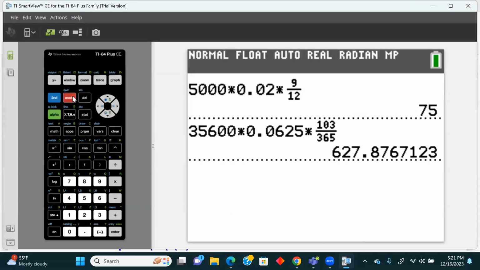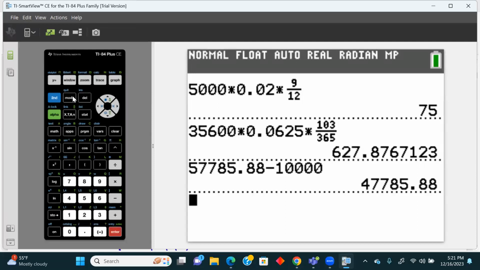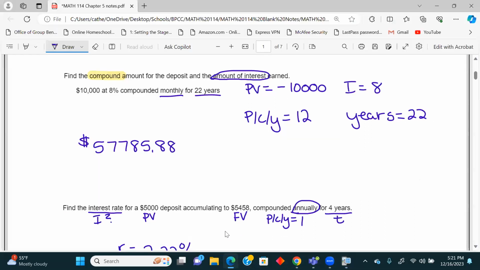Second quit. And then I subtract the original amount I put in. 1, 2, 3. I count my zeros. So that's how much interest they earn after 22 years.